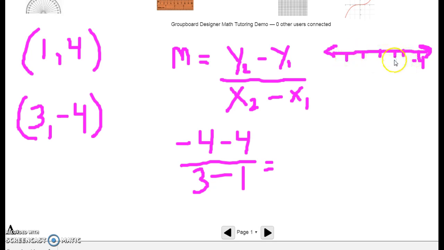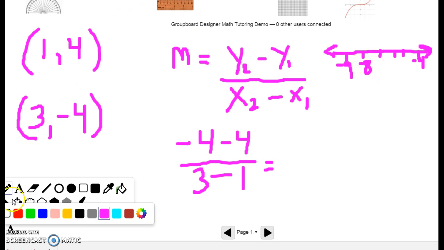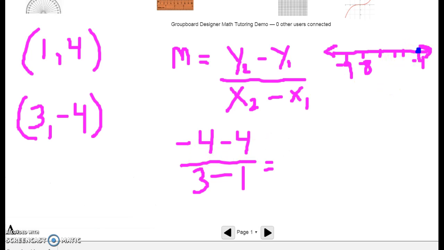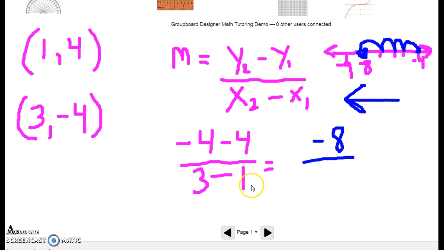This is -5, -6, -7, -8, -9. I'm just going to draw in the last two of those. Okay, so on our number line, we're going to start at the -4, because that's our first number, and since we're subtracting, we're going to move to the left. So we're going to go to the left 1, 2, 3, 4 places, and our ending number would be -8. So our top number is going to be -8, and our bottom number is 3 minus 1, which is 2.